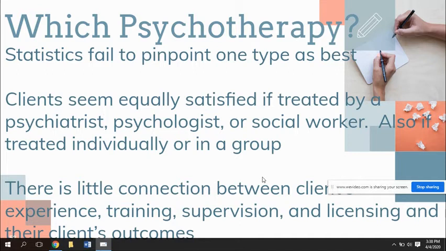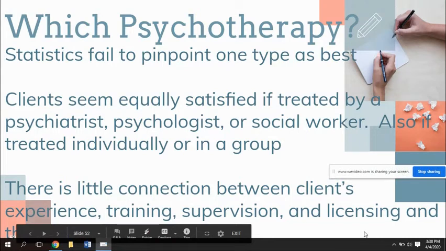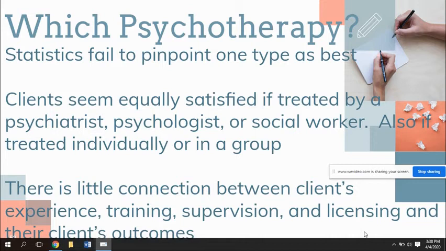If I was going to help someone, I would probably help you more in the figuring out your potential and who you are type of way. That's just the way I'm wired. So that's what that means. And clients seem to be equally satisfied whatever type of professional treats them: psychiatrist, doctor, psychologist, social worker, treated individually or in a big group. There tends to be little connection between the client's experience, the training of the person, the supervision, the licensing, and the client's outcome.